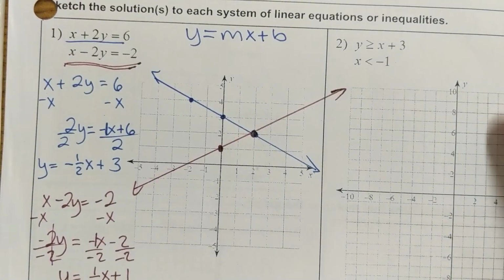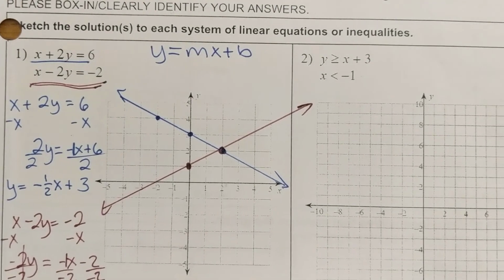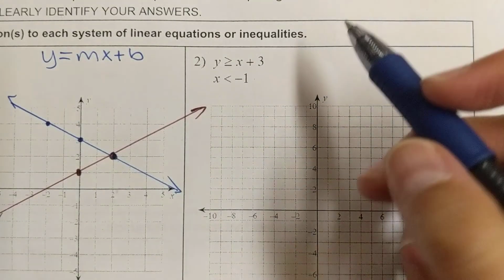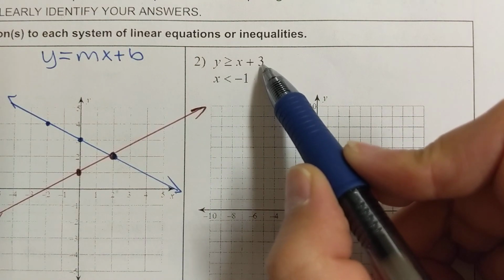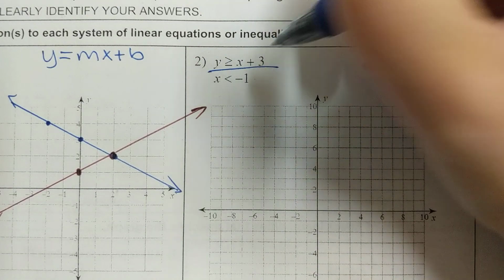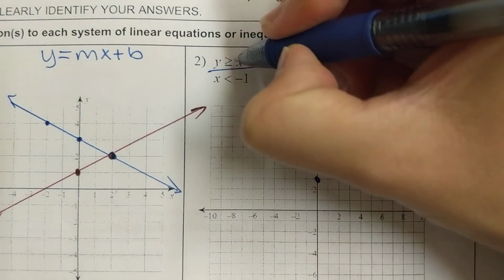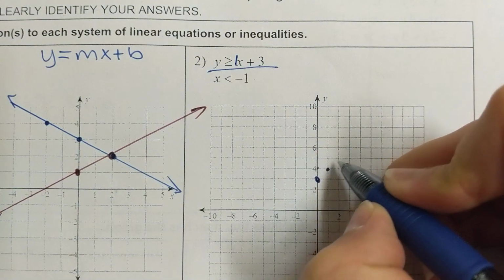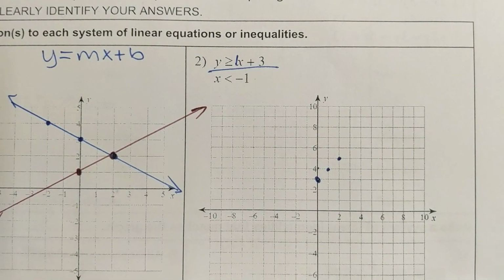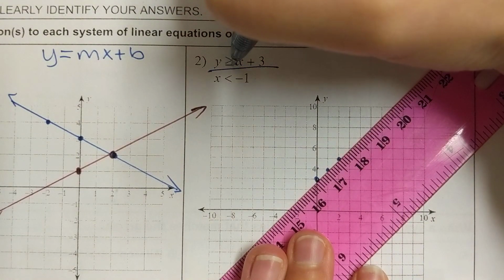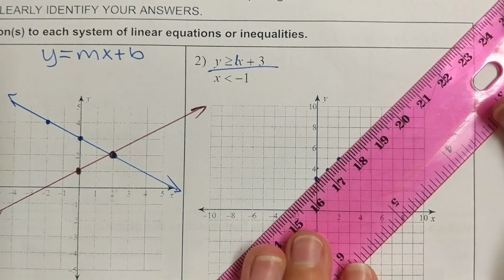All right, in number 2, we have some inequalities that we need to graph. Okay, so the nice thing is that we already have this in slope-intercept form, so it's not too difficult to graph. My y-intercept is 3. My slope is in front of that x, which is 1, so up 1 over 1.